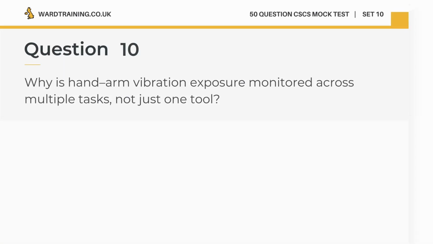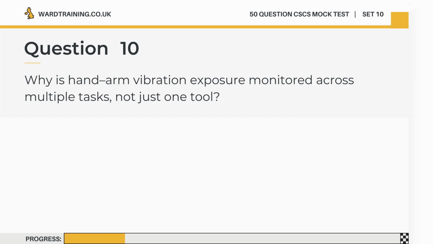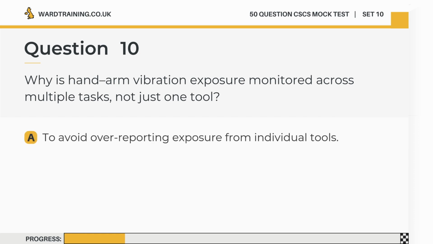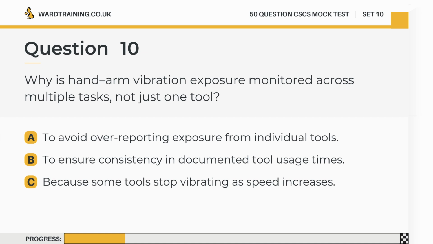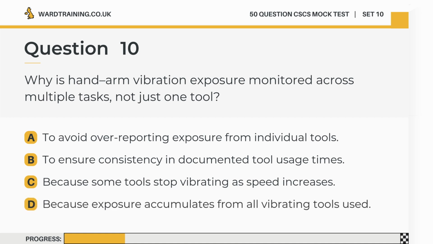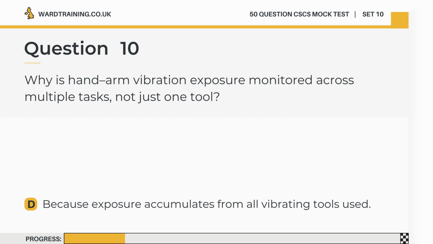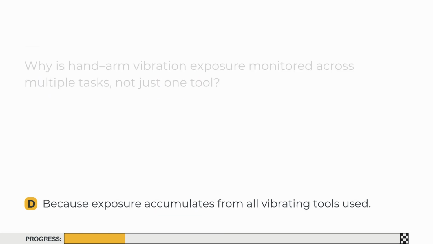Question 10. Why is hand-arm vibration exposure monitored across multiple tasks, not just one tool? A. To avoid over-reporting exposure from individual tools. B. To ensure consistency in documented tool usage times. C. Because some tools stop vibrating as speed increases. D. Because exposure accumulates from all vibrating tools used. The correct answer is D. Because exposure accumulates from all vibrating tools used.